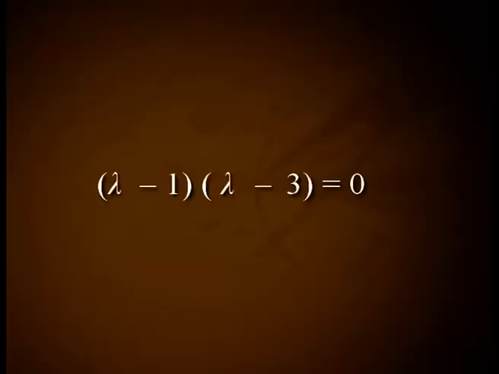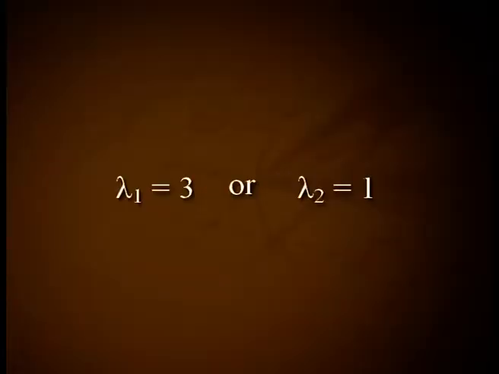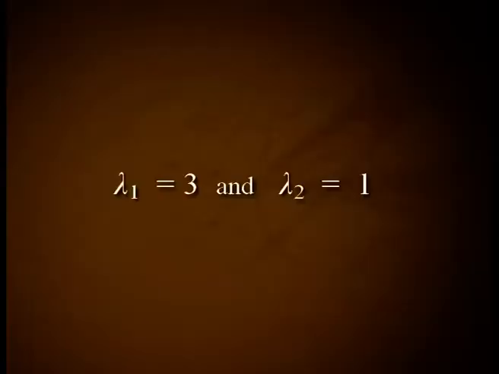4. The equation lambda square minus 4 into lambda plus 3 equal to 0 can be written as lambda minus 1 into lambda minus 3 equal to 0, which gives the values for lambda as lambda 1 equal to 3 or lambda 2 equal to 1. That is, the characteristic roots are lambda 1 equal to 3 and lambda 2 equal to 1.